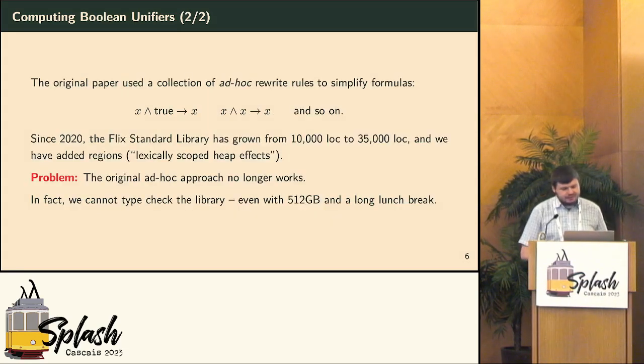Okay, so in the original paper, what did we do about this? Well, the library wasn't as big, so we just had some ad hoc rules, like x and true can be rewritten to x, and x and x can be rewritten to x, and so on. But now the library is much larger, and we have more richer effects. We have regions, for example, user-defined effects. So this doesn't work anymore. And if we try to type check the library with what we had back then, even with a very large computer, taking a lunch break, it doesn't terminate.